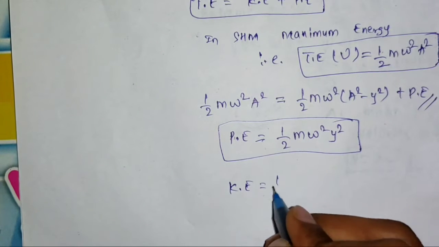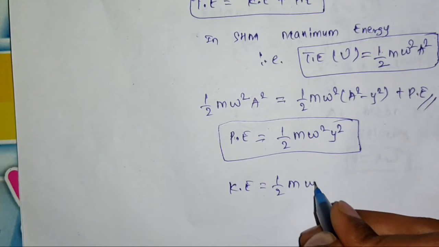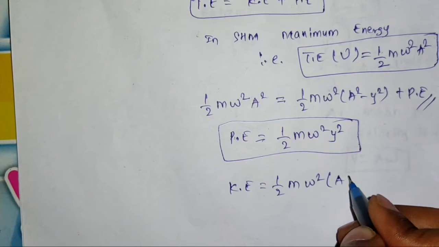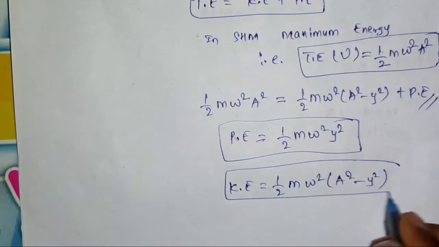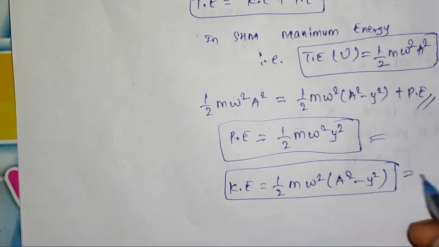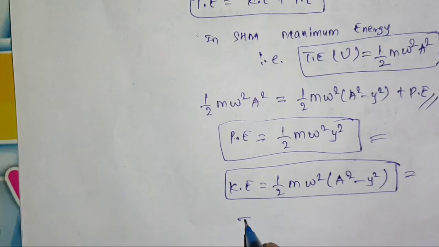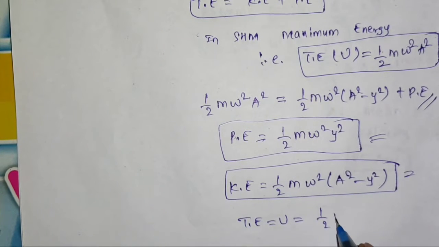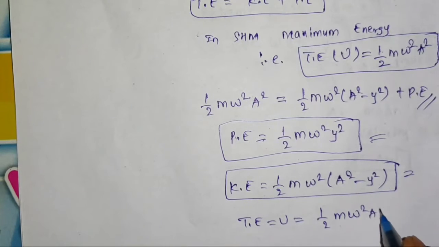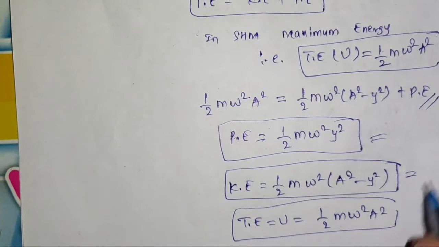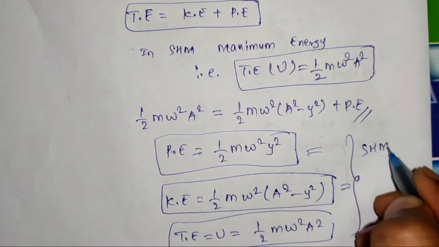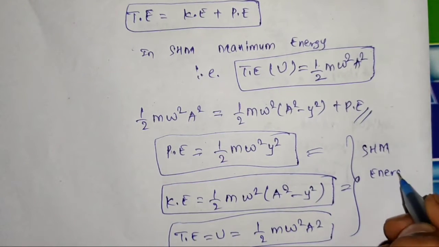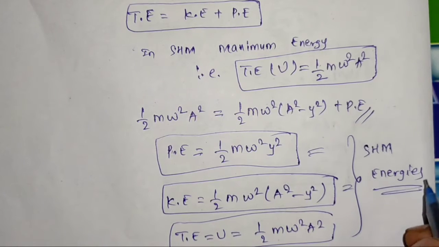So we get three formulas from here. Kinetic energy is equal to ½mω²(A² − y²). This is one formula, and the potential energy formula, and total energy U is equal to ½mω²A². These are the three formulas for SHM energies.